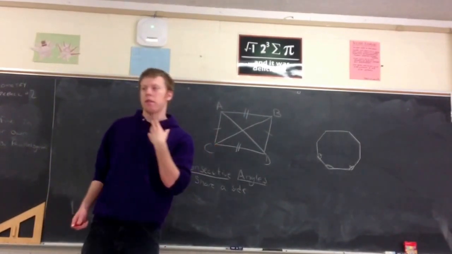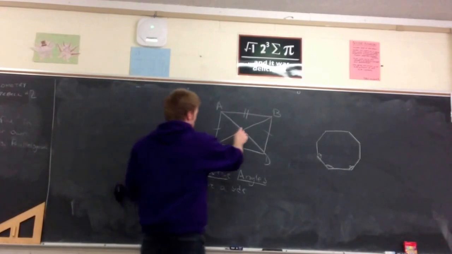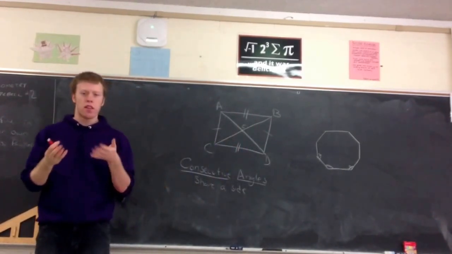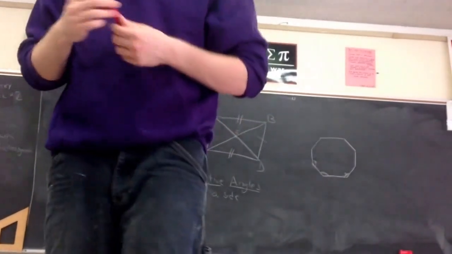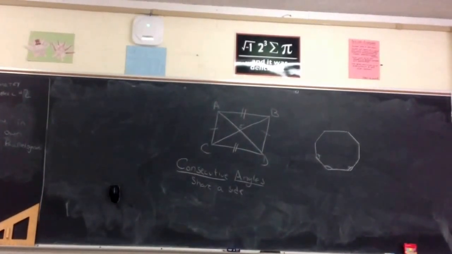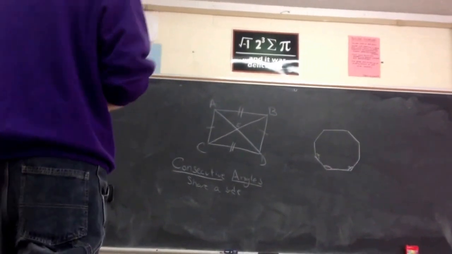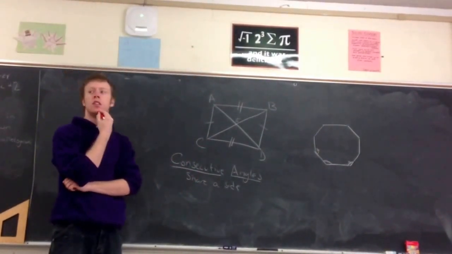So they bisect each other. What does that mean that they bisect each other? I'm going to call this point here E. Somebody tell me what that would mean. Give me a congruency statement. If they bisect each other, if AD bisects BC, then what does that mean?